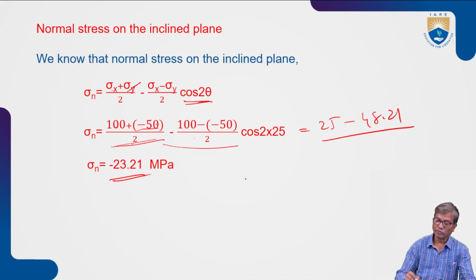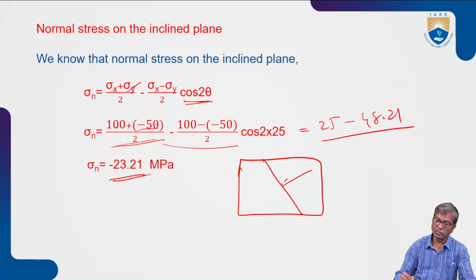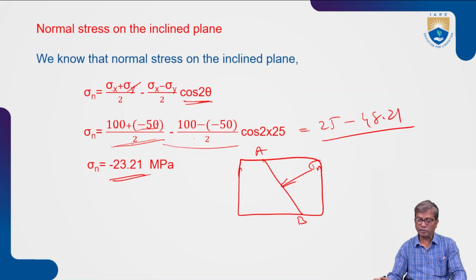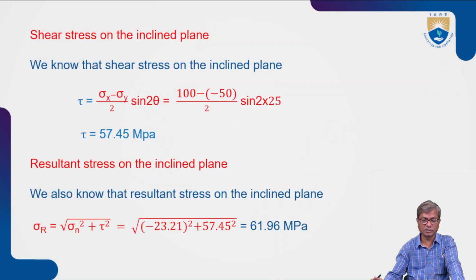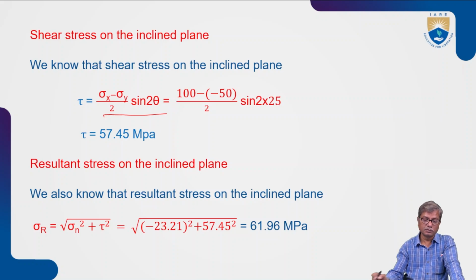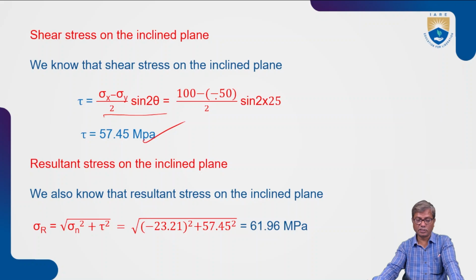What does this mean? Normal stress is minus, means it will be acting towards the plane AB. Sigma n is towards, because we have assumed sigma n acting away from the plane, but here it is towards. This means it is compressive. Compressive stress acting on AB. Normal stress is compressive. Similarly, we can find the shear stress as sigma x minus sigma y by 2 sine 2 theta, which is coming around 57.45.